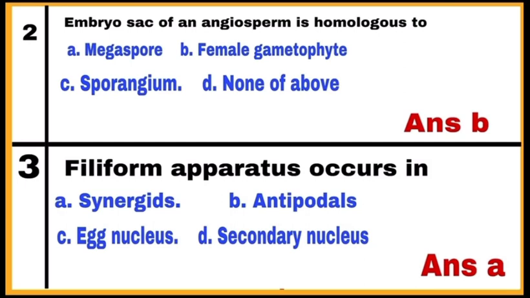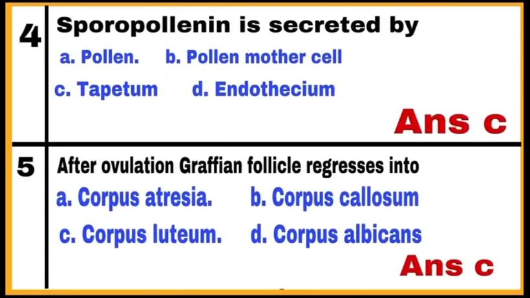Question 3. Filiform apparatus occurs in synergids, which play an important role in guiding the pollen tubes into the synergids. So here mark A as a correct answer.